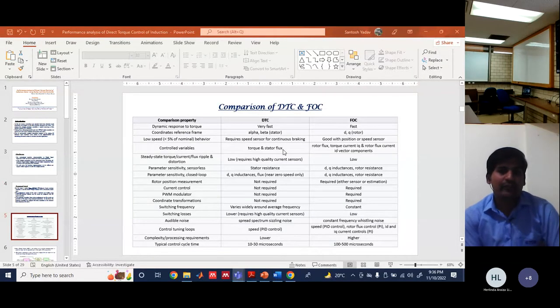Comparing DTC to FOC, there are some similarities, but FOC consists of a lot of conversions like Park transformations and Clarke transformations, whereas DTC is a very fast control algorithm. A lot of controller conversions are not required in DTC. It is very basic, and you have to focus more on parameter sensitivity in the case of sensorless operation. If it is with an encoder, then you have to concentrate on the PWM modulation. Whereas in the case of FOC, you should talk about the control tuning loops, that is, the PID controller.